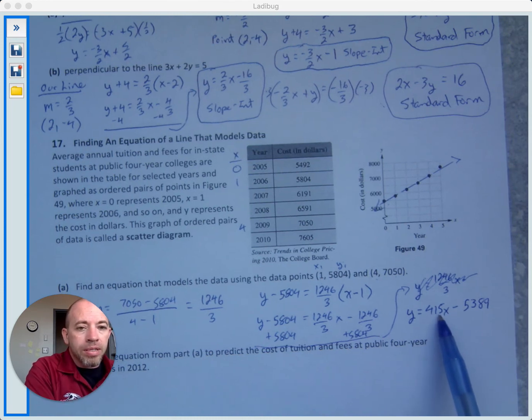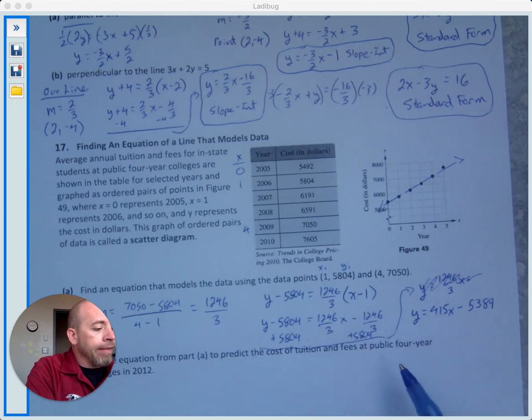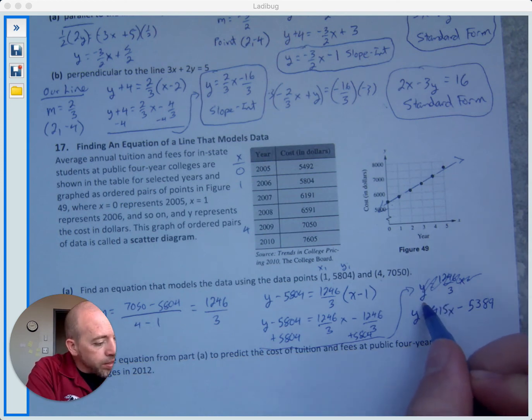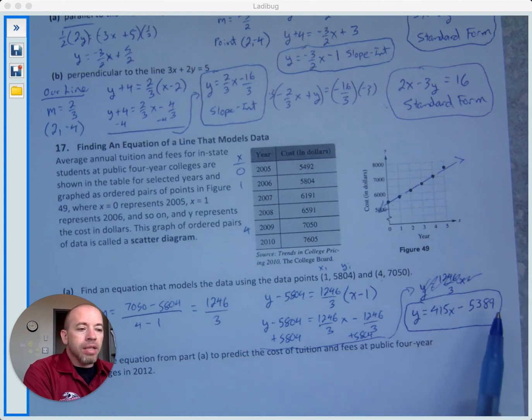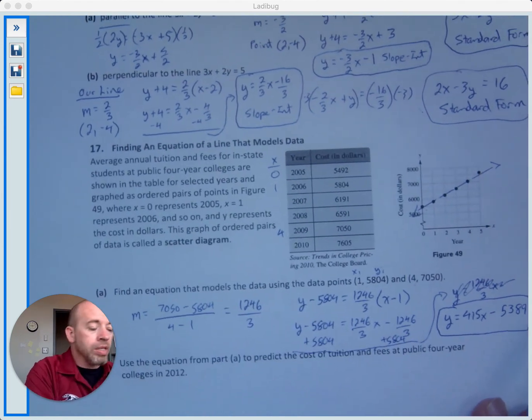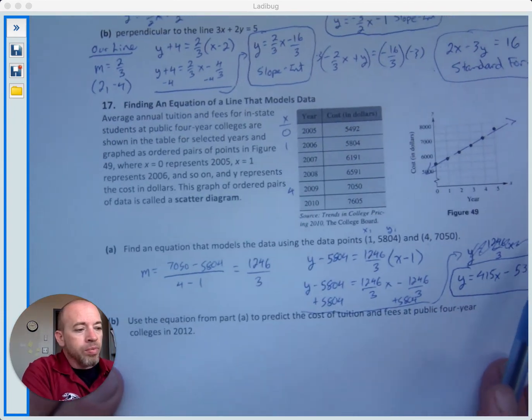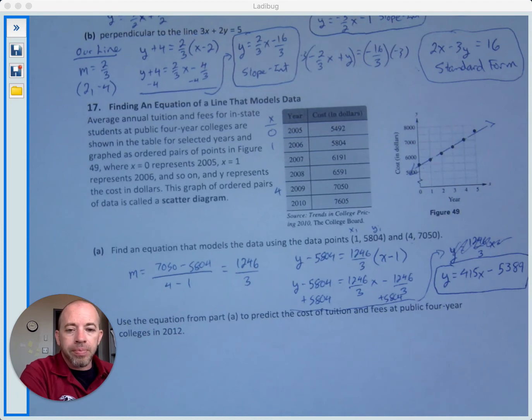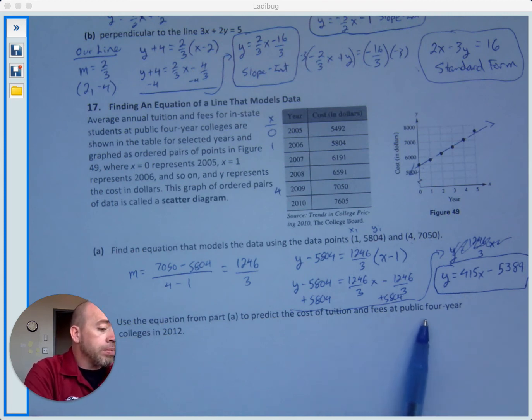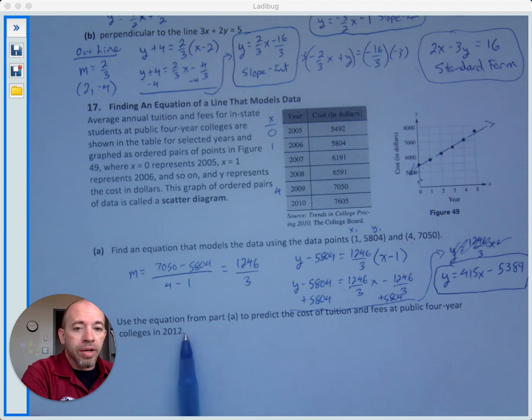415, that's a slope. That's, on average, how much tuition is increasing each year from this table here. So this is a good estimate in slope-intercept form. The reason why I like slope-intercept form in this case is because we can use it to predict things, and it's much easier to predict with slope-intercept form than it is with standard form. So we're asked to use the equation from Part A to predict the cost of tuition and fees at public four-year colleges in 2012.